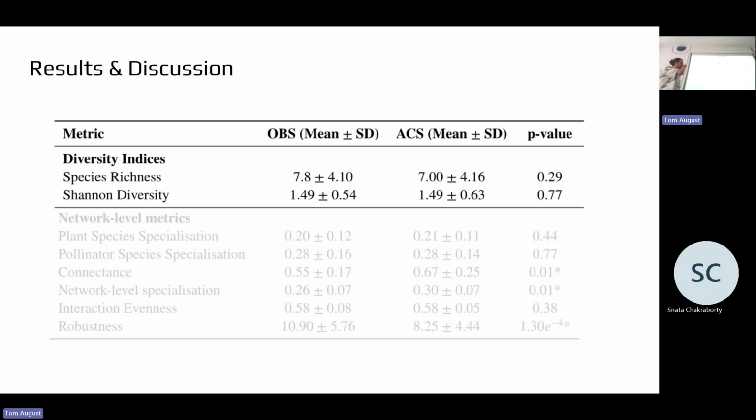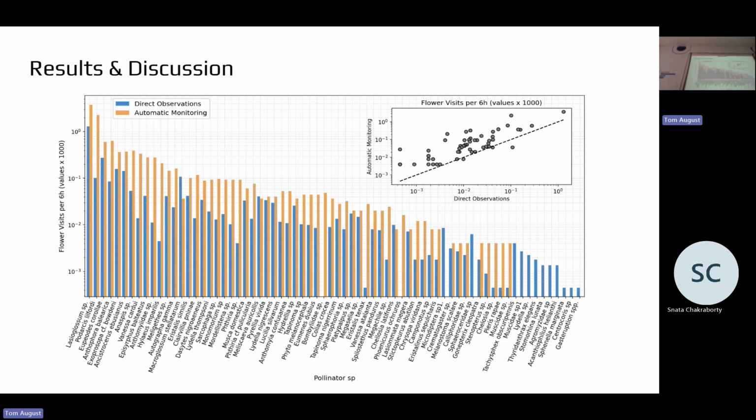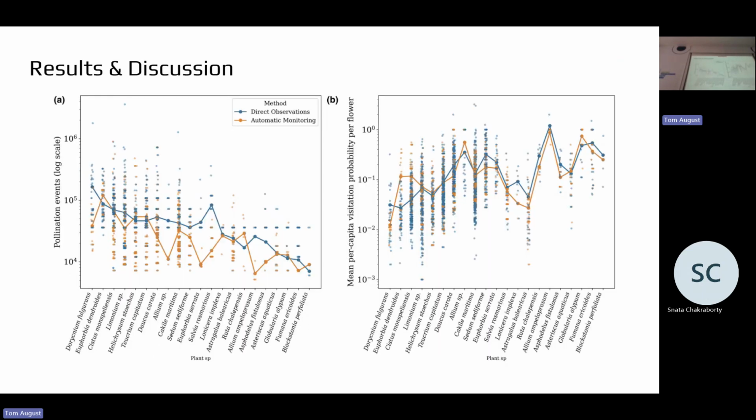And the results and the discussion: we had no significant differences in species richness, abundance, and Shannon diversity. We had similar results to the previous talk: per pollinator species, we had more detections when we standardized the data set with automatic monitoring compared to direct observations.